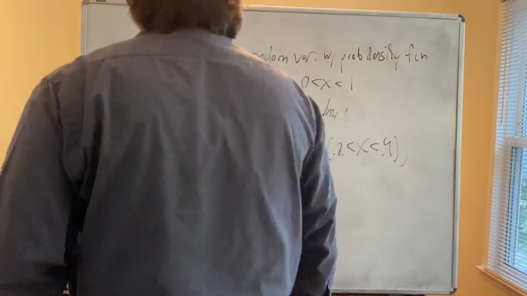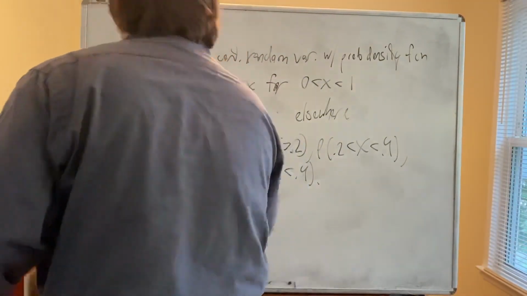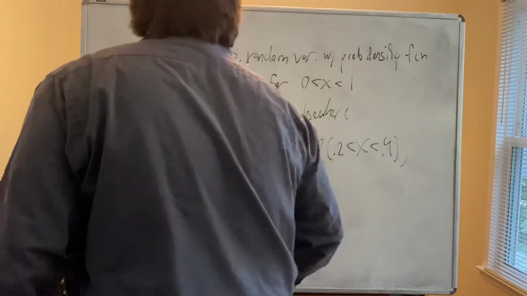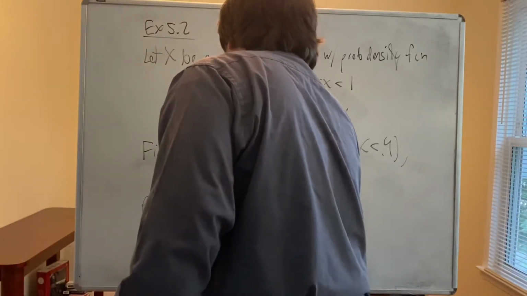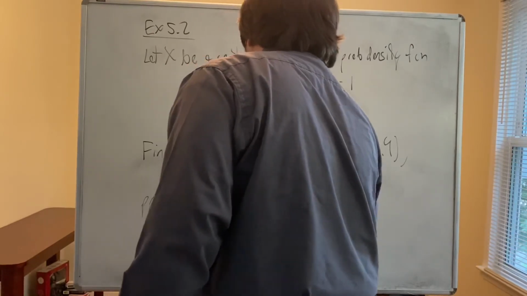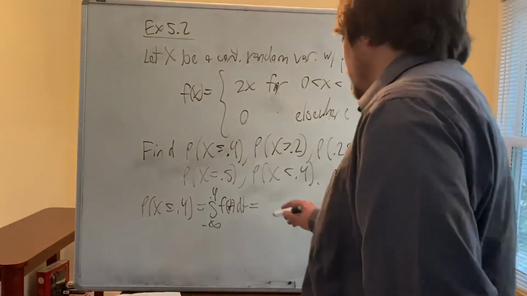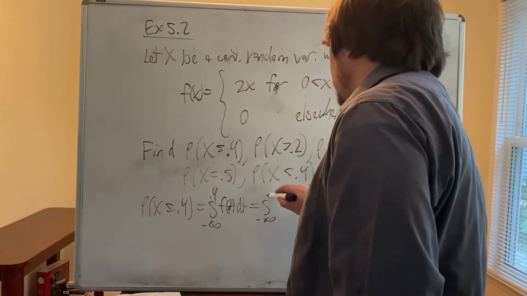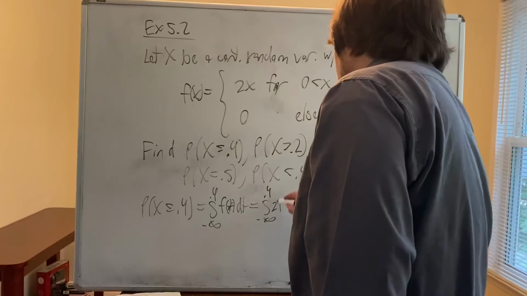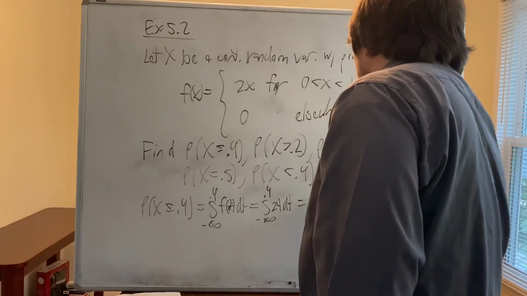So the probability that x is at most 0.4. That's equal to the integral from negative infinity to 0.4 of f of t dt. t is the time variable here. So that's equal to the integral from negative infinity to 0.4 of 2t dt. That's equal to t squared.